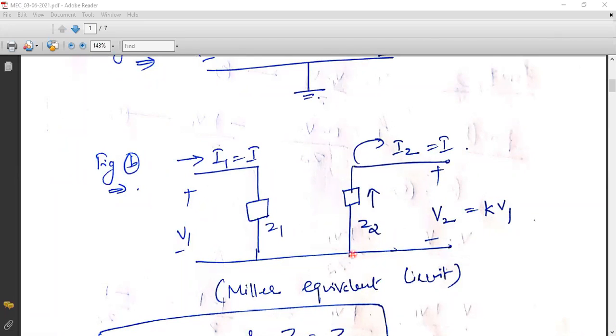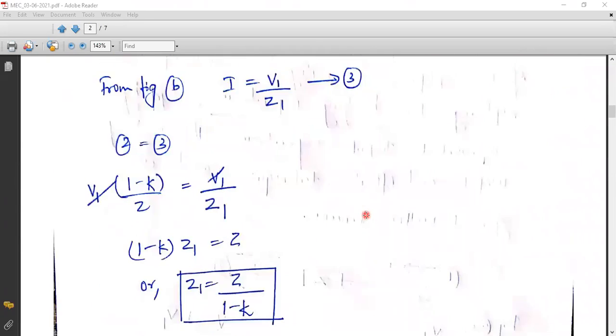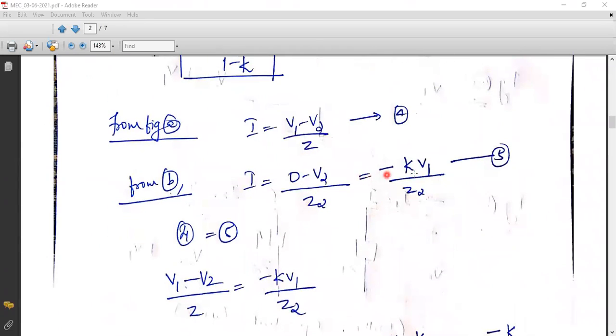Because V2 is negative. V2 is negative of V1. That is why high voltage will be ground and lower voltage will be V2. Clear, students? So current is potential difference 0 minus V2 divided by Z2. That is what is the output current I for this figure B, which is equal to minus kV1. What is V2? V2 is K times of V1. So we can rewrite this equation minus kV1 by Z2. Are you following me? Suchit?